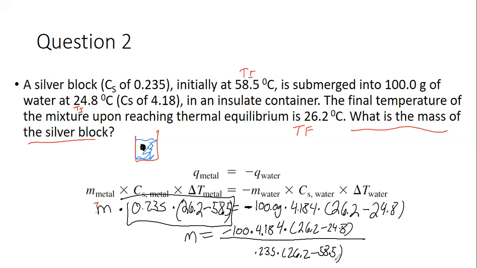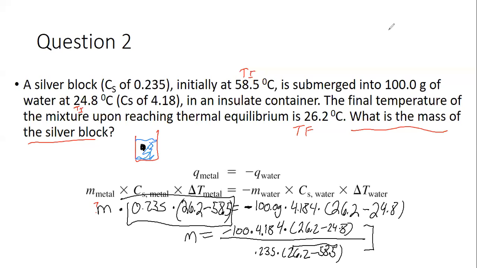All right, so here's a word of warning for people. If you put this into the calculator exactly how I wrote it, it will give you the wrong answer because it'll do everything at the top correctly, and then it will divide by 0.235 and then multiply the whole answer by this delta T. So be careful. That will happen if you just throw it all in the calculator at once.